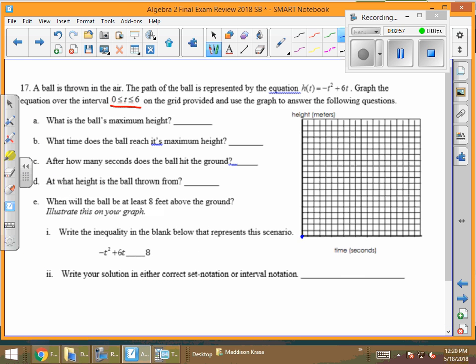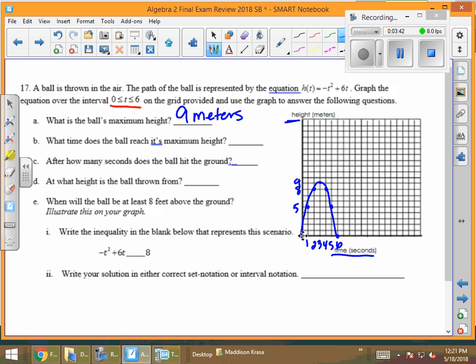So first we have 0, 0, and then we have 1, 5. And then we have 2, 8, 3, 9. And then we go back down, 4, 8, 5, 5, 6, 0. Okay. So it says, what is the ball's maximum height? So if you look here, y is height and x is time. So our highest height that we get is 9 meters. That is the maximum on our graph.